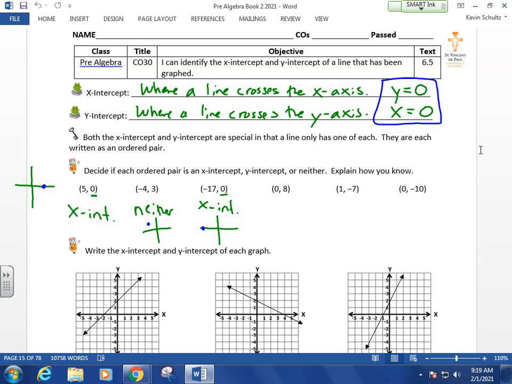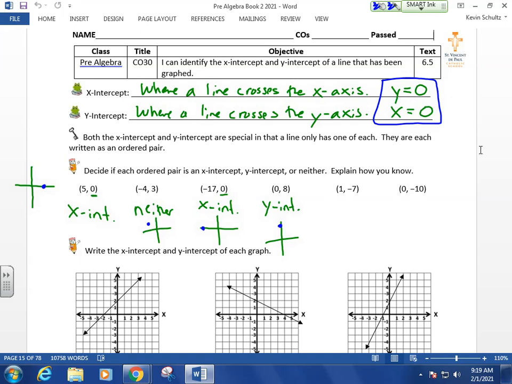0, 8, X-intercept or Y-intercept? Anybody new want to jump in? Ifan? Y-intercept, yes. And again, visualize where that point, 0, 8, is. 0 on X means we're not moving side to side at all, and 8 on Y means we're 8 above the origin on the y-axis. So a line passing through that point will intercept or cross the y-axis at 0, 8.